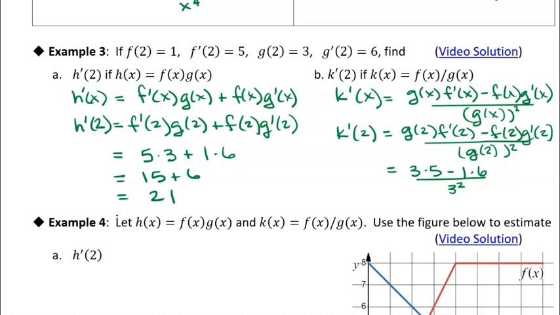All right, now the rest is arithmetic. So what do we get? We got 15 minus 6. 15 minus 6 is 9. 9 and 3 squared is also 9. All right, so the answer is just 1. That's my final answer. It is 1.